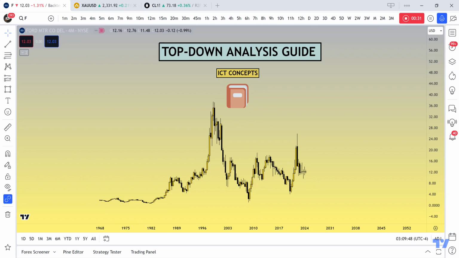Okay, so I'm gonna use the replay tool as usual on TradingView. Go to a random point in time, starting on the 4 month this time, on the Ford Motor Company chart, using the New York Stock Exchange data where it is listed. So okay, here we go.